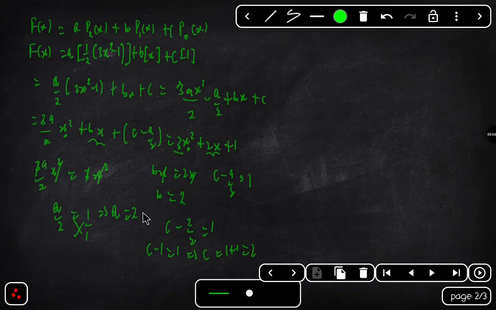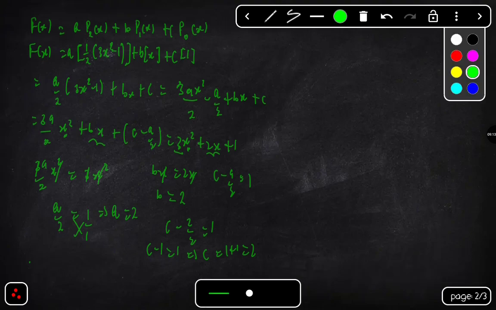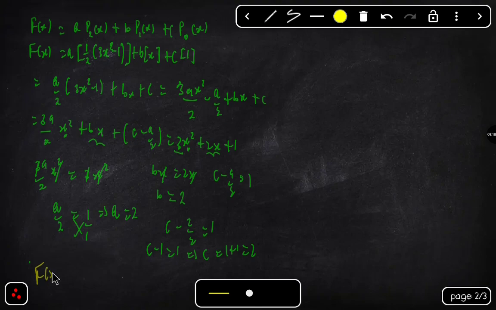That is, the value of a is 2, the value of b is 2, and the value of c is 2. So we can now input that into it. Then we have, finally, let's use a yellow marker for that. Finally, we have f of x is equal to, the value of a is 2, so we have 2 P2 of x. The value of b is also 2, so we have 2 P1 of x. And the value of c is also 2. We have 2 P0 of x, and that completes the solution.